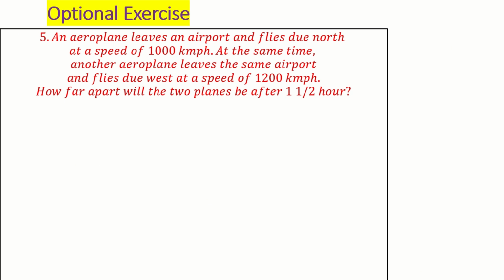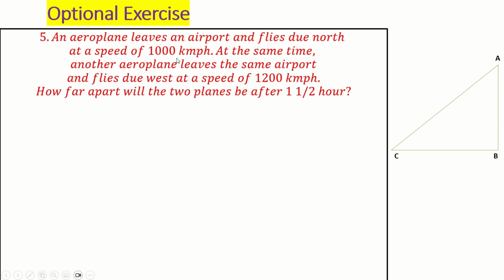Next, an aeroplane leaves an airport and flies due north at a speed of, let's say B is the airport. So it has flown north to position A at 1000 kilometers per hour. At the same time, another plane leaves the same airport and flies due west, towards this direction, at 1200 kilometers per hour. How far will the two planes be after 1.5 hours?